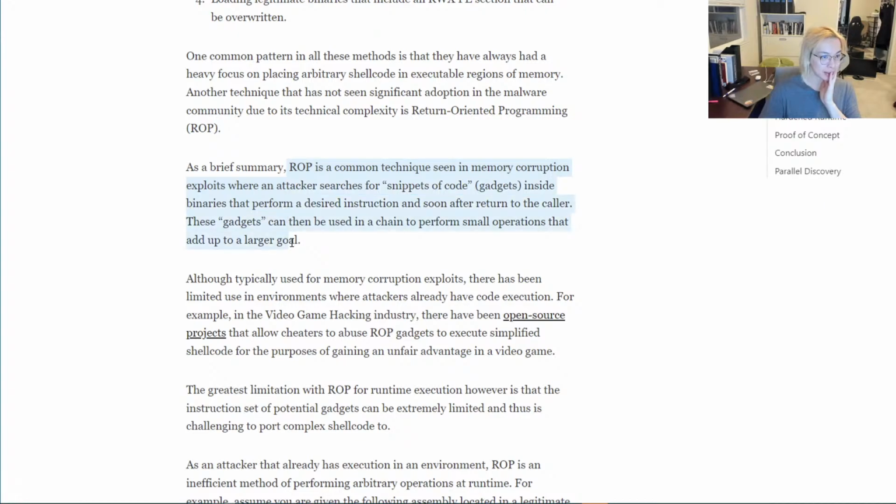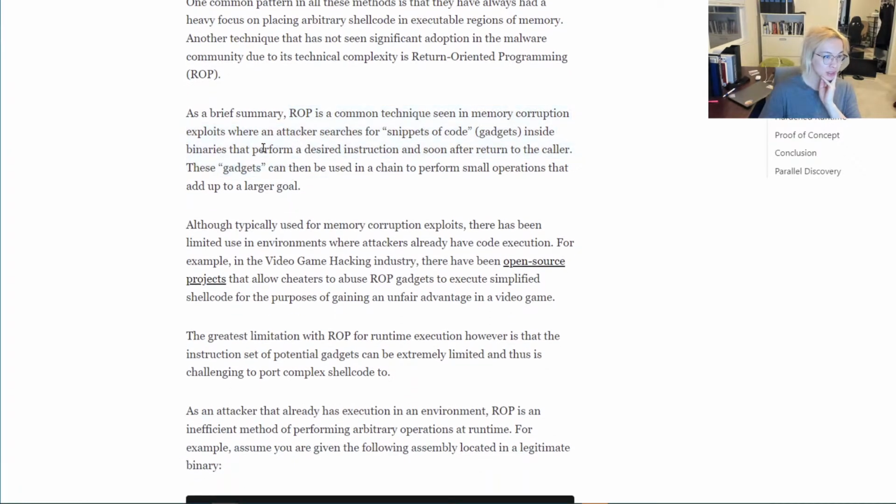ROP is a common technique seen in memory corruption exploits when an attacker searches for snippets of code inside a binary. Okay, I see. So they look into a binary, look for some code pattern to match a known piece of code, and then just inject their stuff in there. All right, cool.